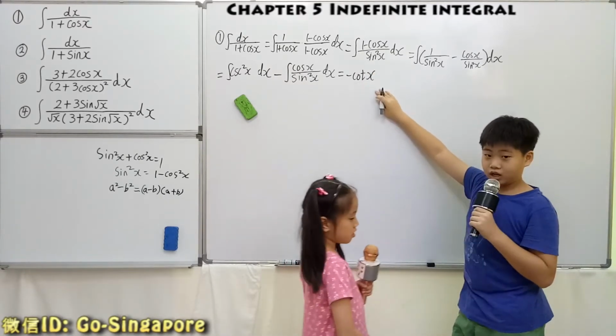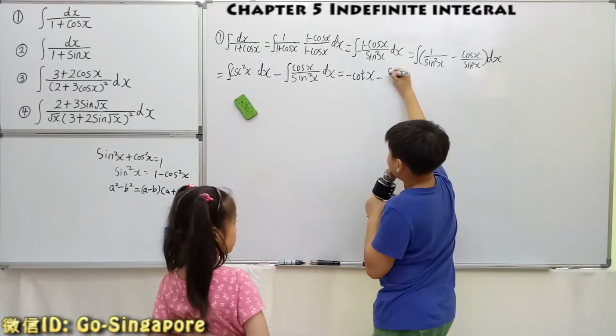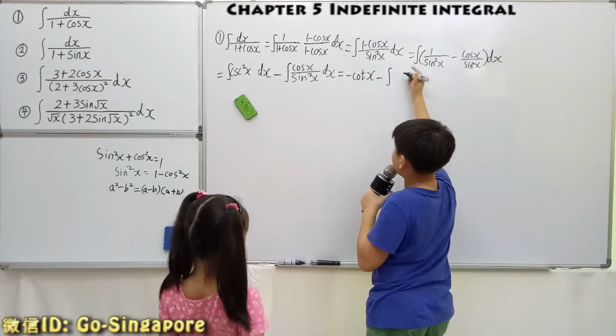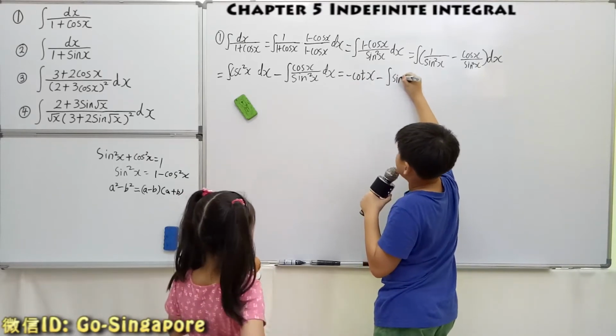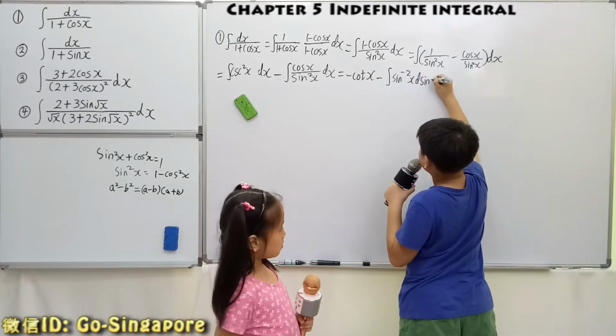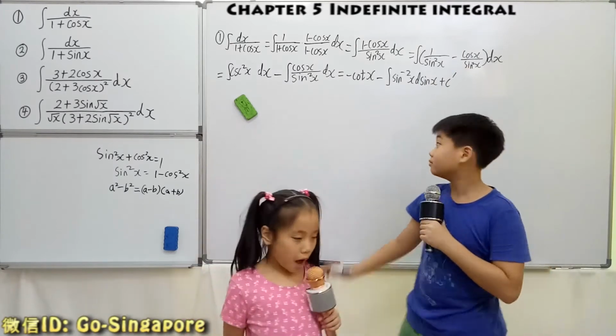So this negative cotangent x, then you have this minus this integral. There's just a sine square x. So you can write it as sine to the power of negative 2 x d sine x. Then plus the c prime, right?